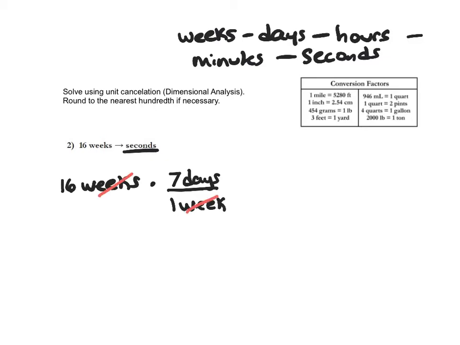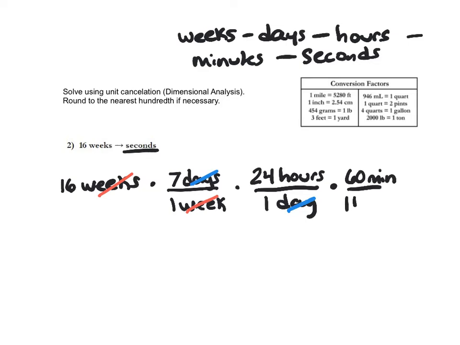And you'll see, okay, that means after this calculation, I'll be left with days. Ask yourself, how many hours are in a day? You know, 24 hours in 1 day. Okay, so cancel out your days. Now you're down to hours. Ask yourself, how many minutes in an hour? Okay, so we know there's 60 minutes in 1 hour.